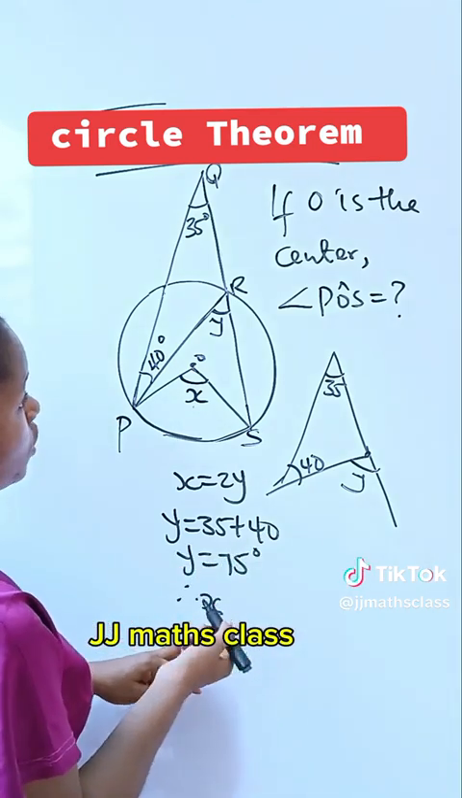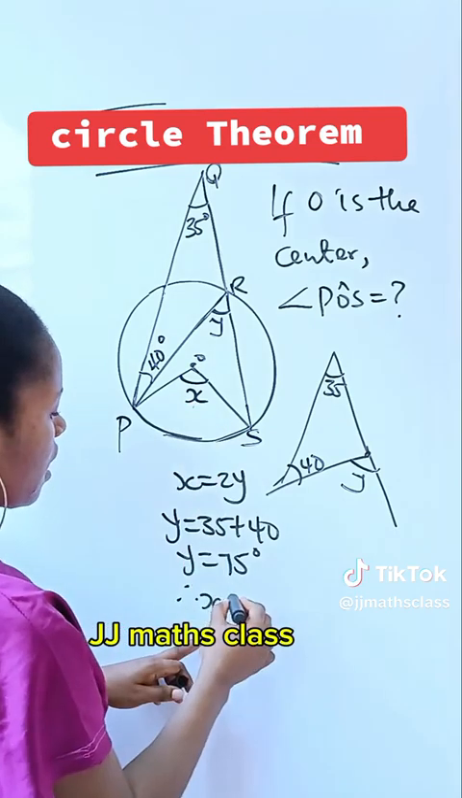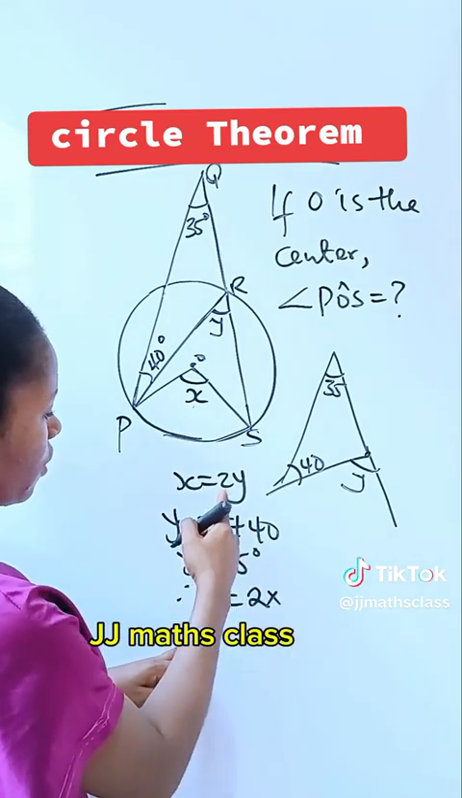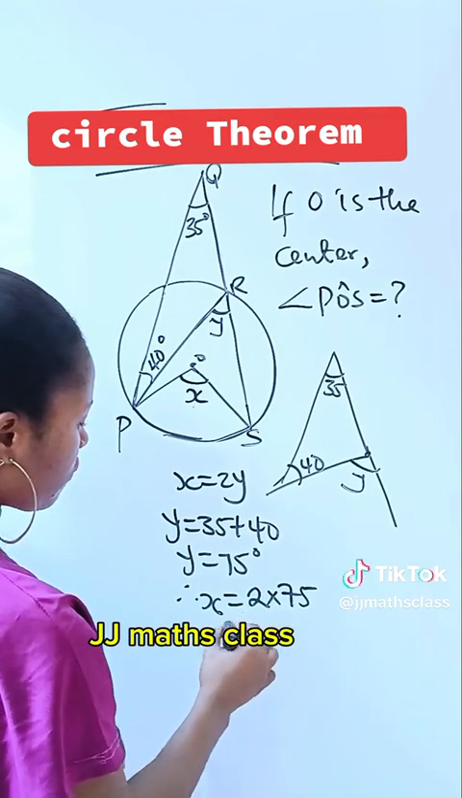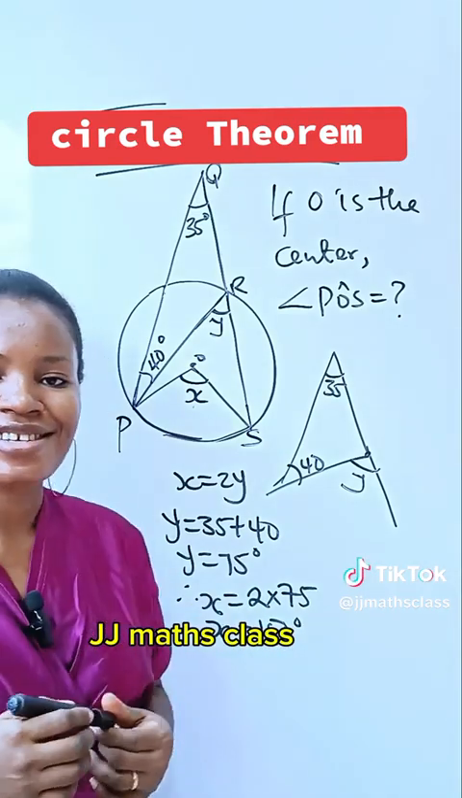Therefore, the X which we are looking for, that is angle POS, that is X, is equal to 2 times, recall, 2 times 75. That means that our X is 150 degrees. As easy as that.